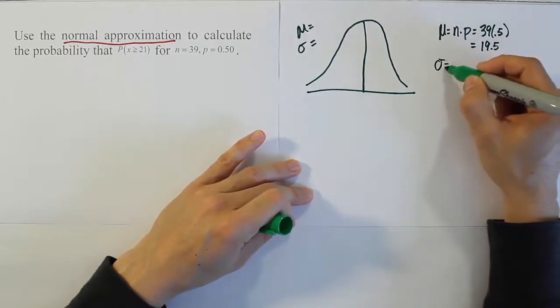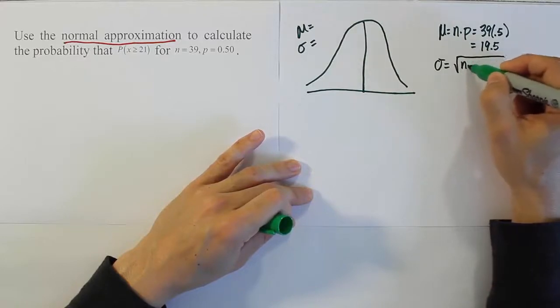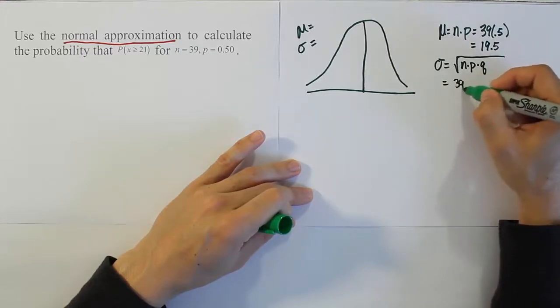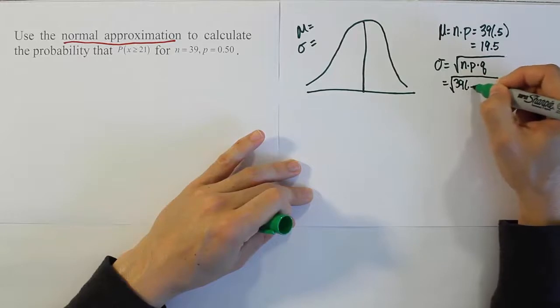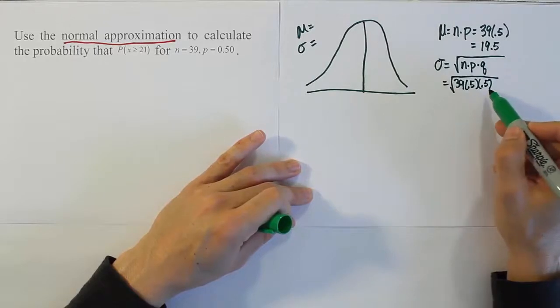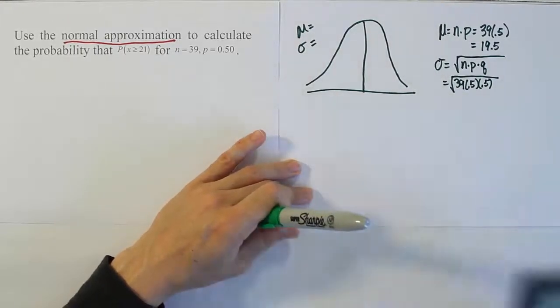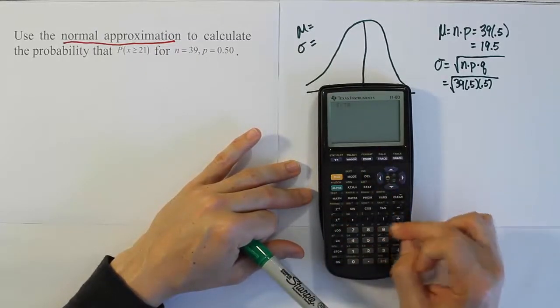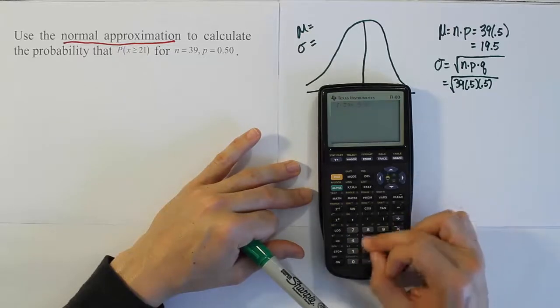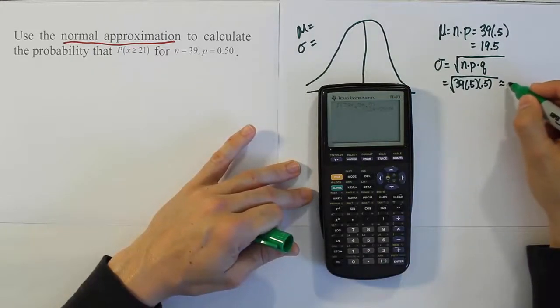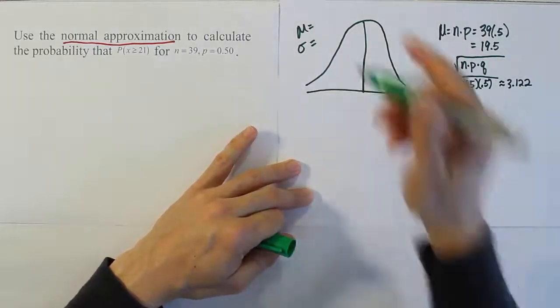Then we're going to do standard deviation as the square root of n times p times q. Well, for us, that's going to be 39 times 0.5 times 0.5. Remember, p and q must add up to 100%, so if p is 50%, q must be 50%. Let's work that out in our calculator. We have the square root of 39 times 0.5 times 0.5. Close up your parenthesis, and we get approximately 3.122, so we'll give it 3 decimal places.